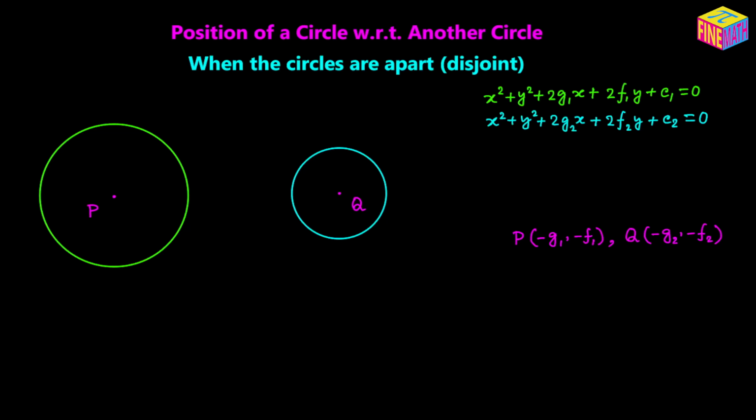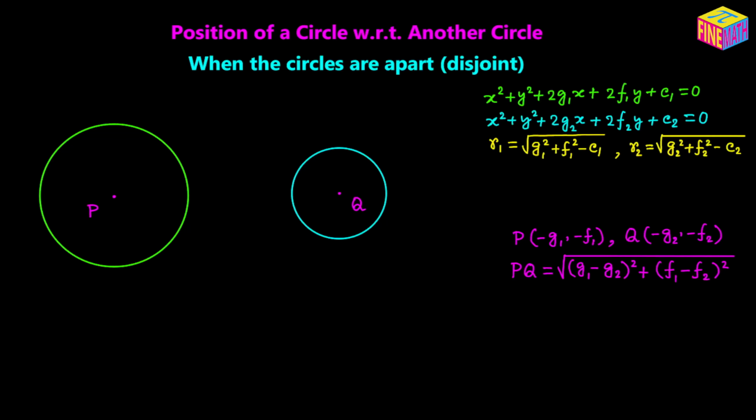Then the location of the centers of these two circles would be like this, and from the given equation we can say that the radii of those two circles would be like this: r sub 1 equals square root of g sub 1 squared plus f sub 1 squared minus c sub 1, and r sub 2 is equal to square root of g sub 2 squared plus f sub 2 squared minus c sub 2, where r sub 1 is the radius of the larger circle and r sub 2 is the radius of the smaller circle. And what would be the distance between P and Q, the two centers? Well, that will be square root of (g sub 1 minus g sub 2) whole squared plus (f sub 1 minus f sub 2) whole squared.